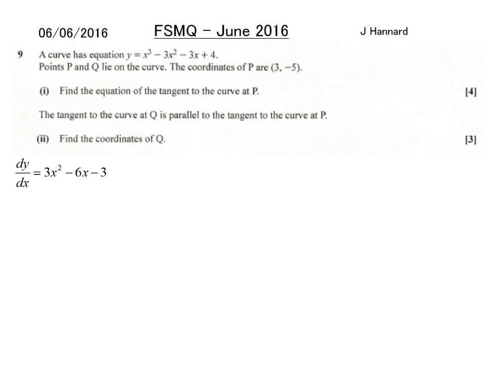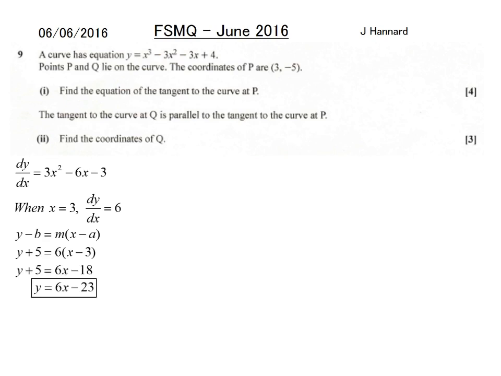So do dy/dx, power to the front, knock 1 off the power. When x equals 3, dy/dx equals 6. y minus b equals m(x minus a). Drop in your numbers like that. Expand, tidy, job done. The tangent to the curve at Q is parallel to the tangent to the curve at P. Find the coordinates of Q.